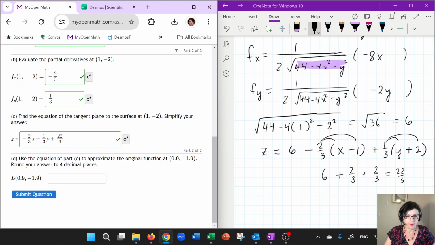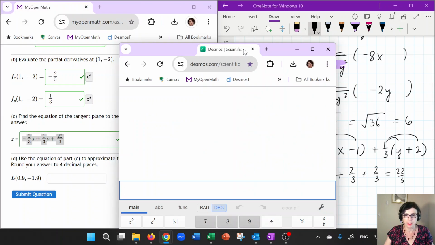And it's thinking, okay, we got it. All right, so once you get it, all you have to do is plug in your point, the new point, the one that's close to 1, negative 2. But don't plug it into the original function. The whole point is to get an approximation. You're not exactly computing it. So you are plugging it into the equation of the tangent plane, okay?